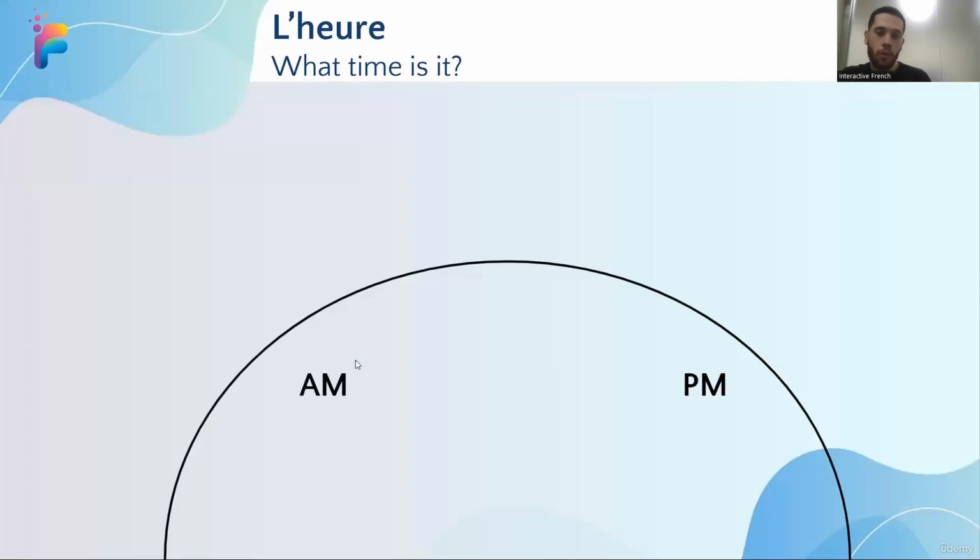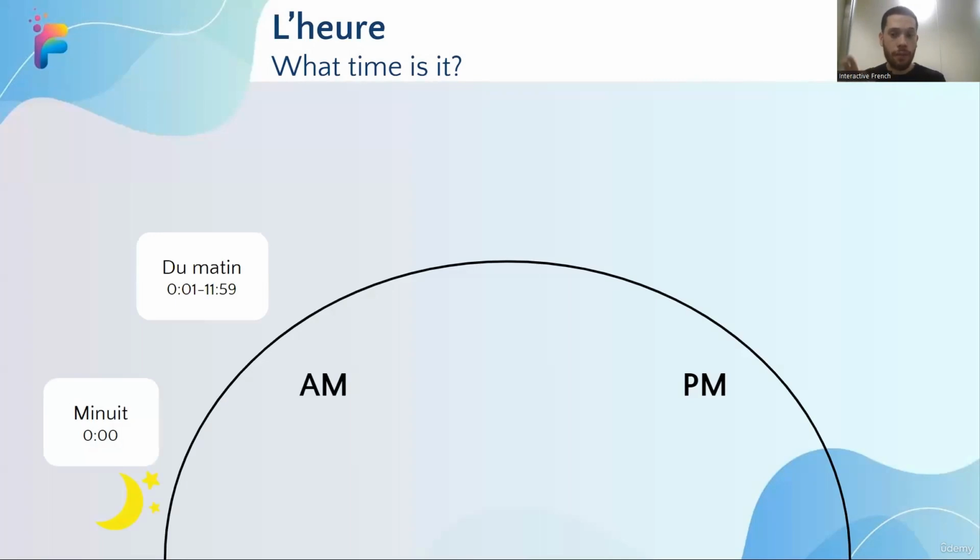Now, moving on to AM and PM, all right? So we don't really say AM, PM in French. We would say in the morning, in the afternoon, in the evening. So let's jump into that. First, if you want to say midnight, you're going to say minuit, okay? Minuit. So minuit is midnight. Note that if you say minuit, you don't follow up with heure, okay?